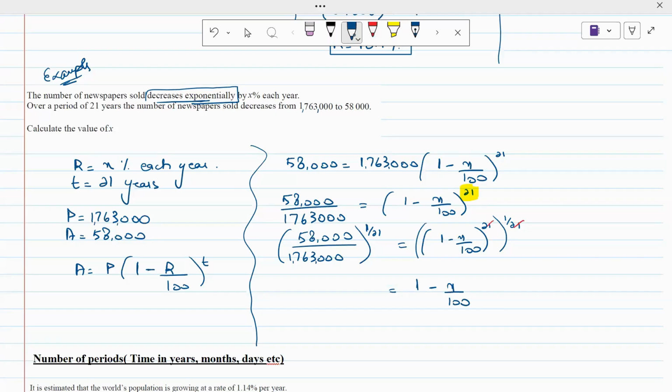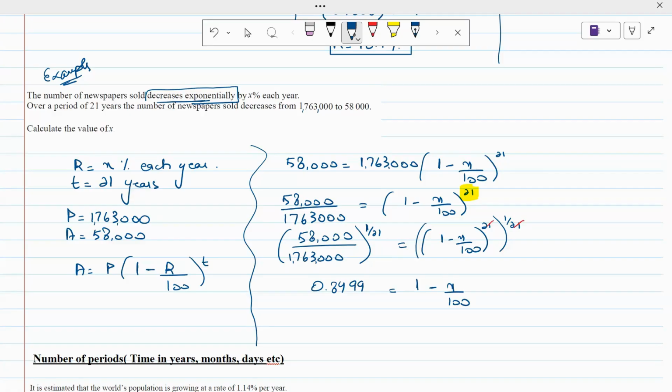Can anyone help me in finding the value? 0.849. Sir, the answer is 0.8499. Yes, 0.8499. Okay.